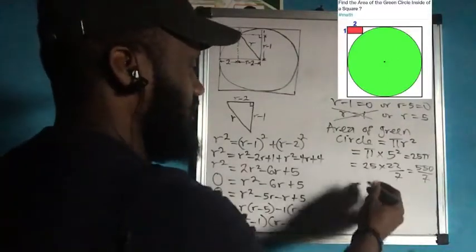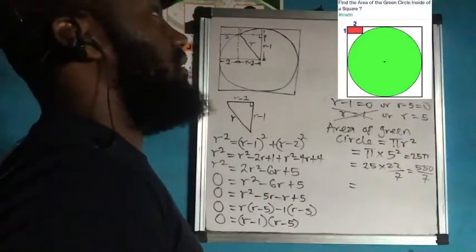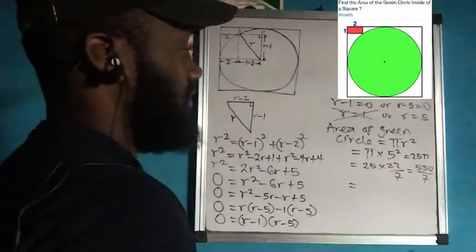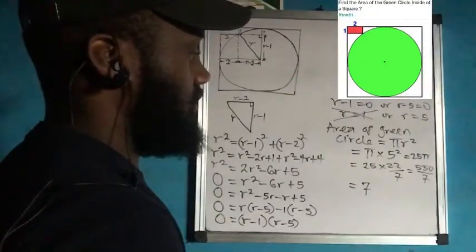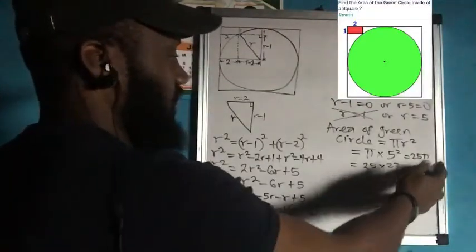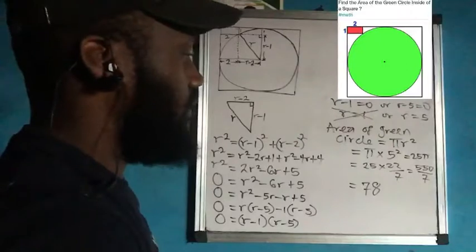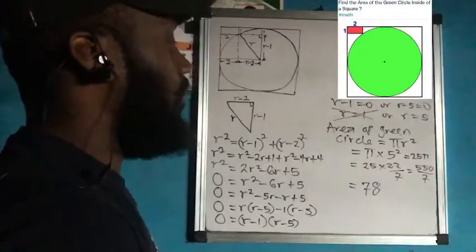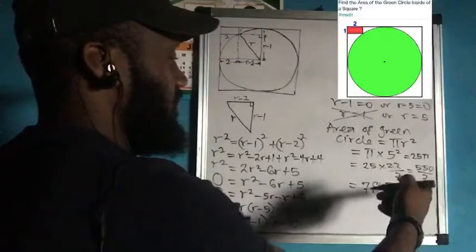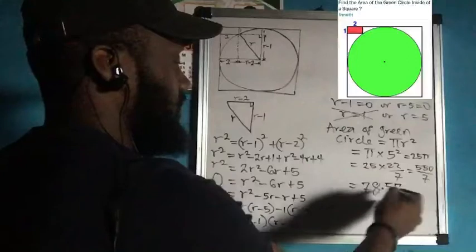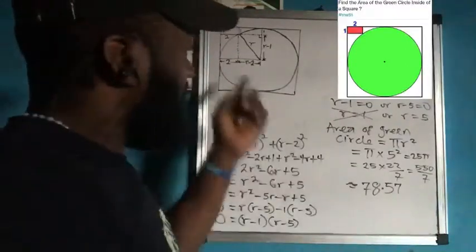Then 550 divided by 7 gives approximately 78.57. So that's the area of the green circle.